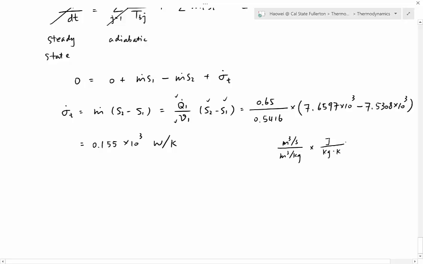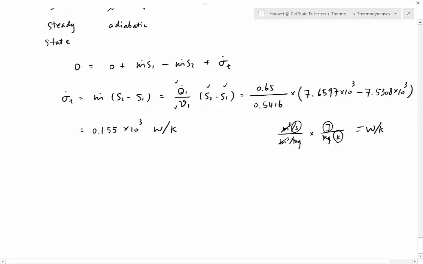So now what's going to happen? Cubic meter, they cancel. Kilogram, they cancel. So joules per second. What is joules per second? That becomes watts. And then watt divided by Kelvin. That's it. Watt per Kelvin. That is the unit that is left. Joules per second and then Kelvin. Joules per second is called watts. So that's why the unit is watt per Kelvin.